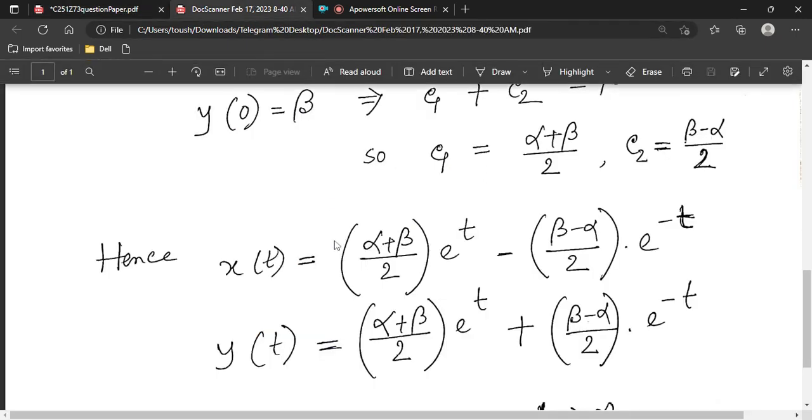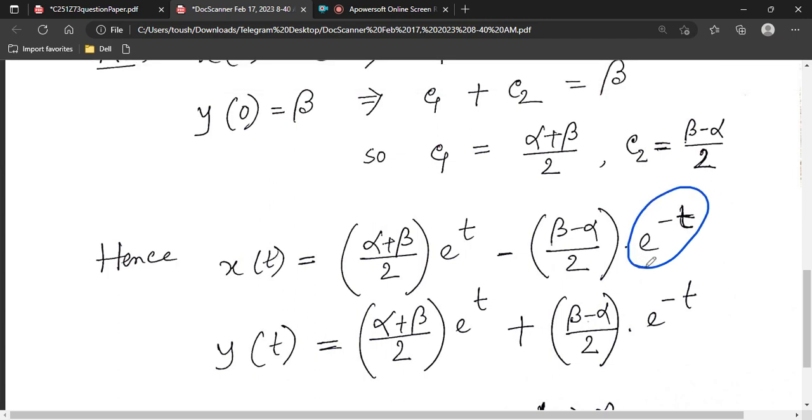So let's see how. You have x(t) as this one. As t tends to infinity, look at the second term, e^(-t). So e^(-t) tends to 0 as t tends to infinity, right? In the equation for y also, e^(-t) tends to 0 as t tends to infinity. But this e^t term will tend to infinity. So e^(-t) already goes to 0, but e^t is not going to be 0.